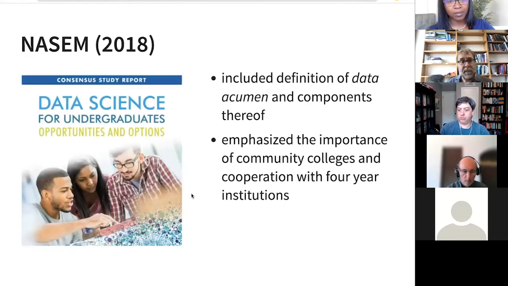So a couple of things I want to just mention, if you haven't seen them. The National Academy's report on data science for undergraduates came out. It defined data acumen, components thereof, and really talked about the importance of community colleges and the need for cooperation with other institutions. The link to the free report is given below. It's also in the Etherpad.